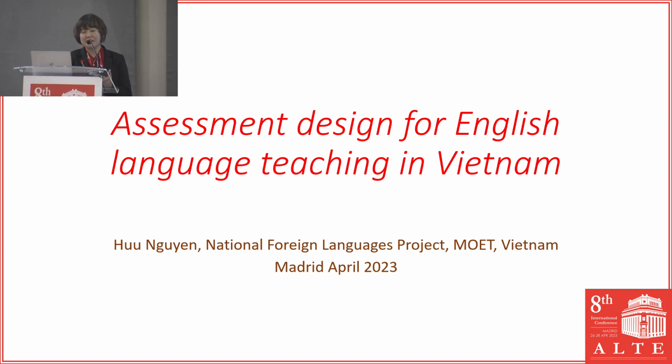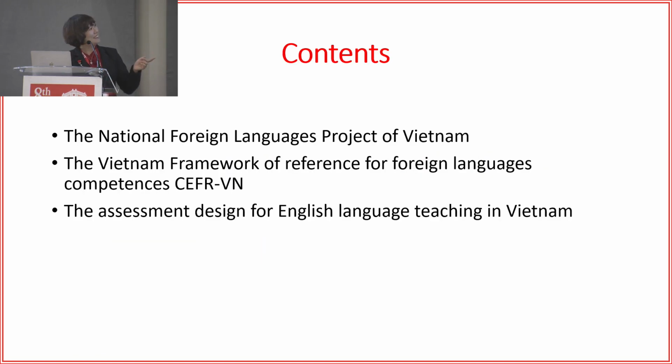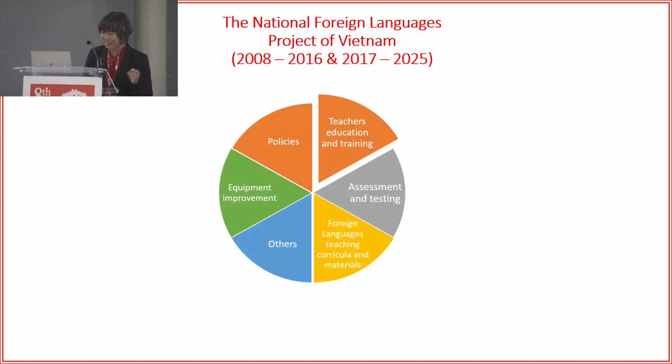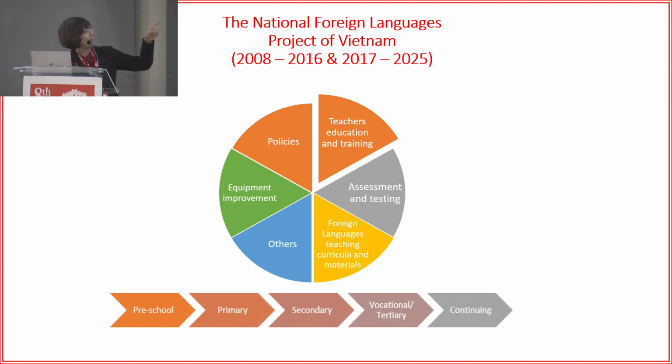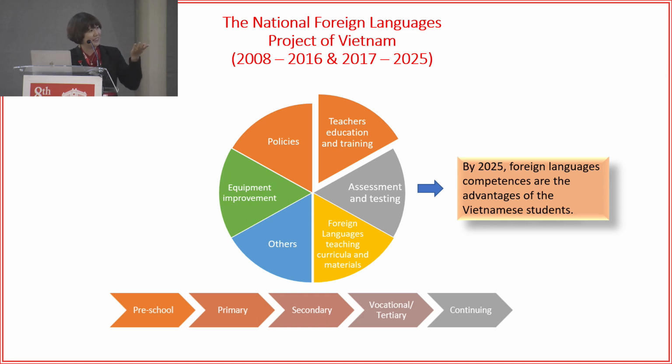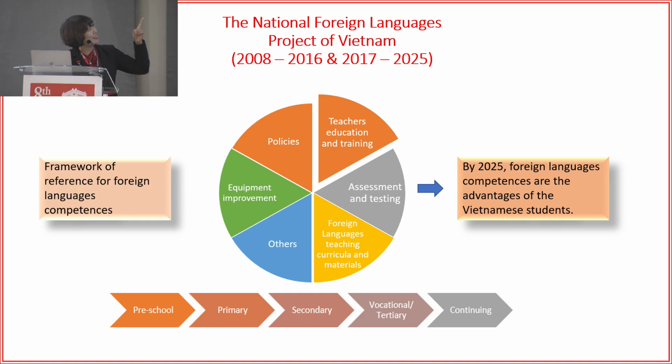And it was officially issued as a circular in 2014. And the CEFR-VN corresponded to the original CEFR, right? And you can see here, the CEFR-VN had 6 levels, from level 1 to level 6. Here are the different activities that we have implemented, at all the levels of education, from preschool to continuing education, with the ultimate final objective in 2025. And that is a very important factor that influences those activities.